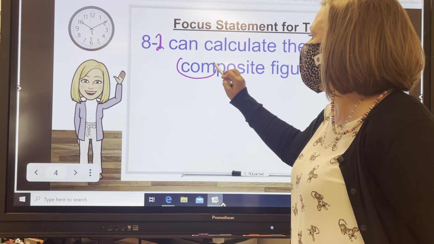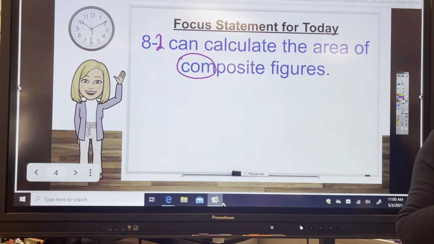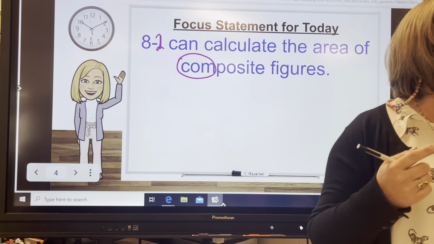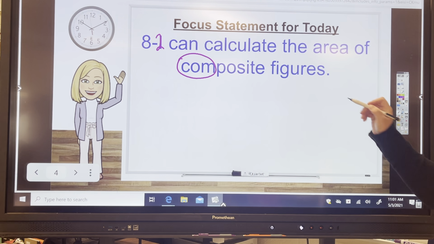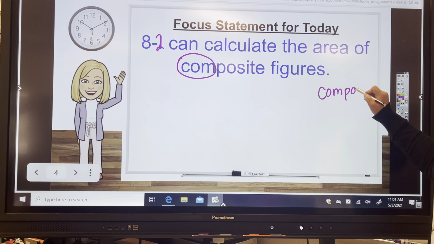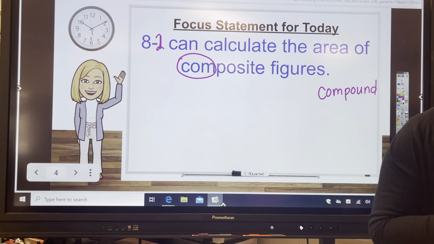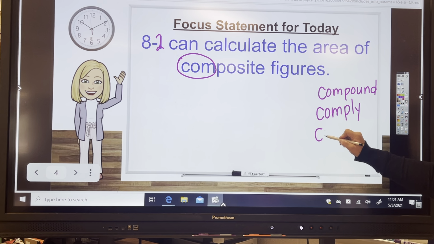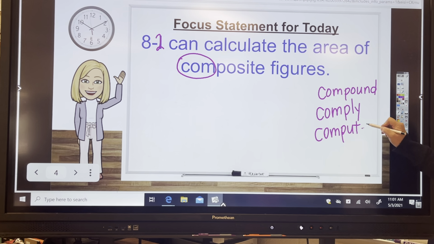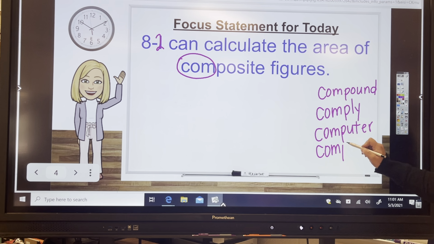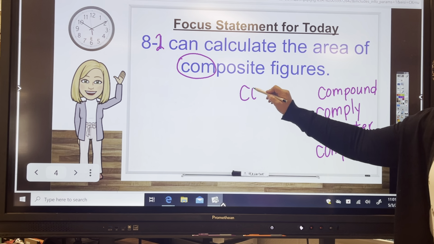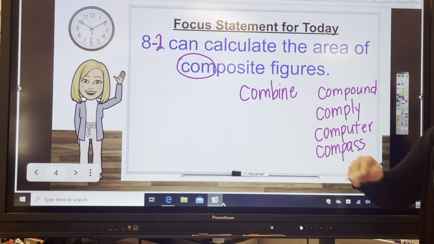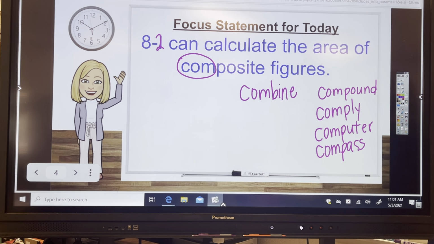If you had alpha last year, you probably know what the prefix COM means. What does the prefix COM mean? Okay, tell me some words that start with COM. Compound. Computer. Company. Shh, Josh. Complete.